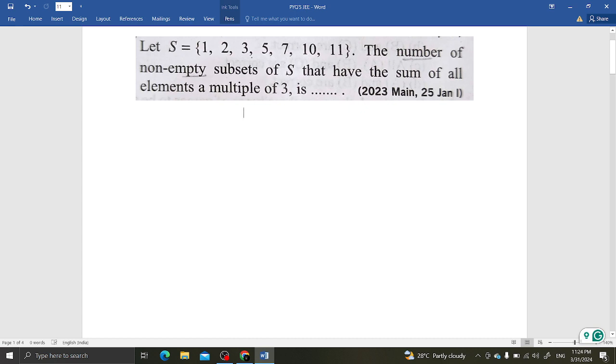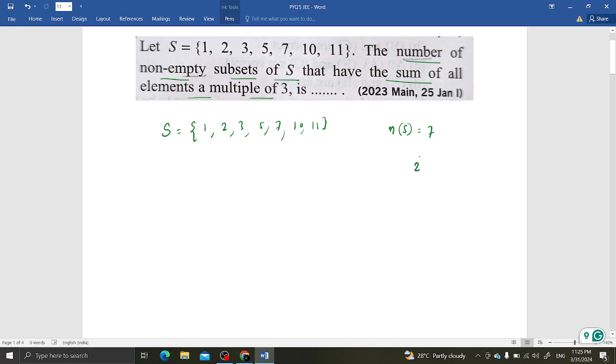S equals {1, 2, 3, 5, 7, 10, 11}. This is our set, and we need to find the number of non-empty subsets of S such that the sum of all the elements is a multiple of 3. Actually, we have a set here: S is 1, 2, 3, 5, 7, 10 and 11. There are 7 elements, so n of S is 7.